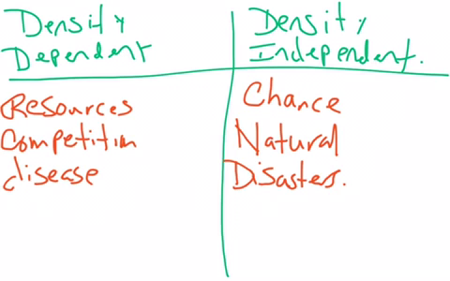So we're talking storms, hurricanes, tsunamis, wildfires, anything like that that happens by pure chance and limits the population. That would be density independent, okay? And next we're going to talk about causes of human population growth.